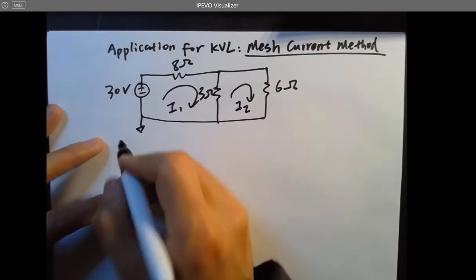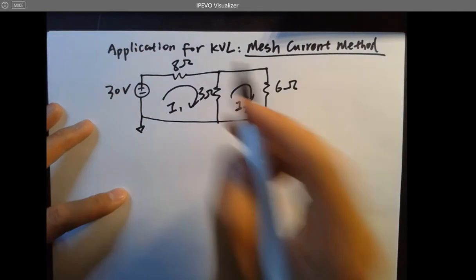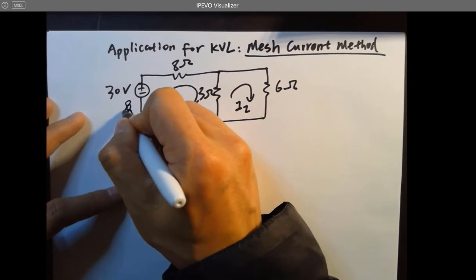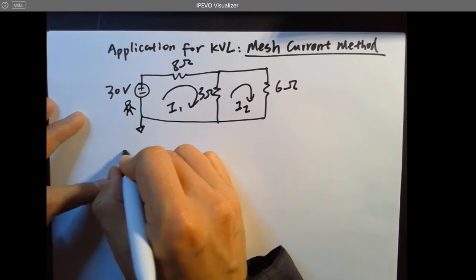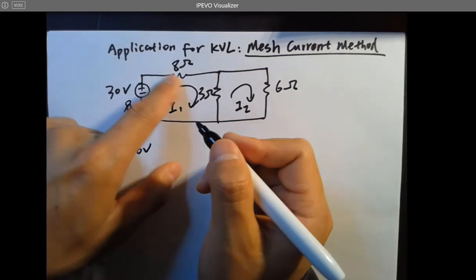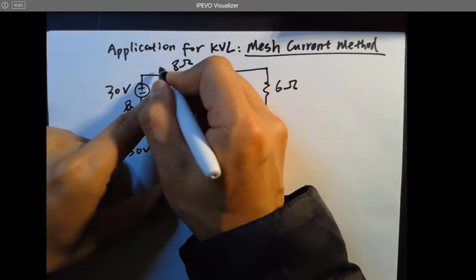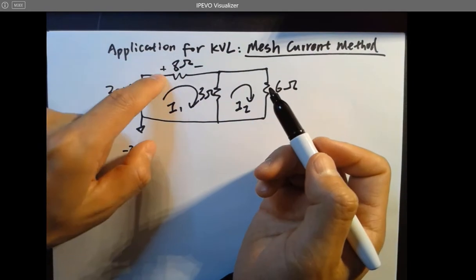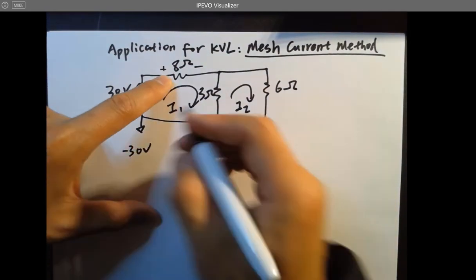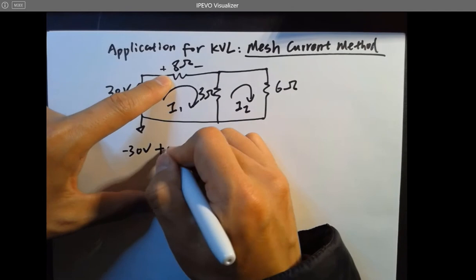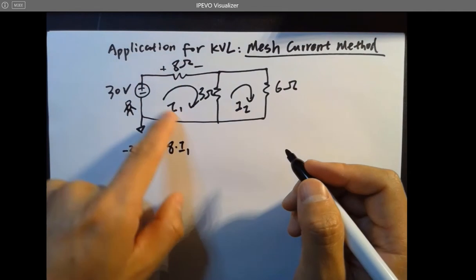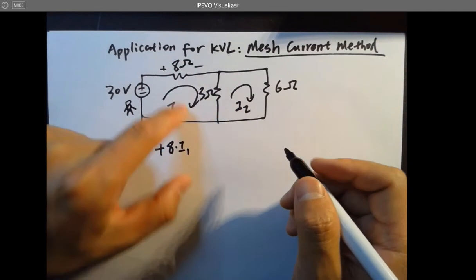No worries. So let's list the KVLs for each mesh. Okay, we start from here, and we are going to see this minus 30 volts first, and then we get into here is a plus minus because the current flows in that direction, so there will be a voltage drop according to Ohm's law, right? So it's going to be 8 times I1, and then get into here. Let's finish the first mesh first.